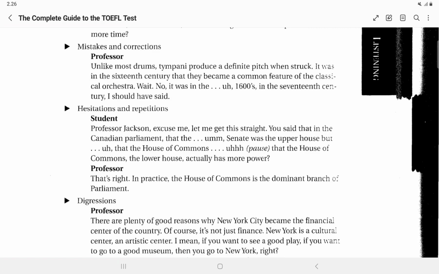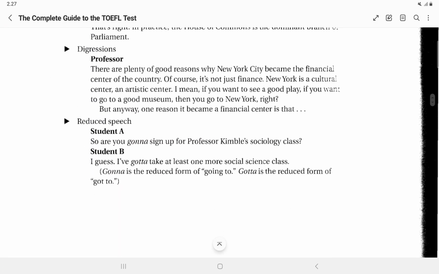Hesitations and repetitions. Professor Jackson, excuse me, let me get this straight. You said that in the Canadian Parliament the Senate was the upper house, but that the House of Commons, the lower house, actually has more power. That's right. In practice, the House of Commons is the dominant branch of Parliament.